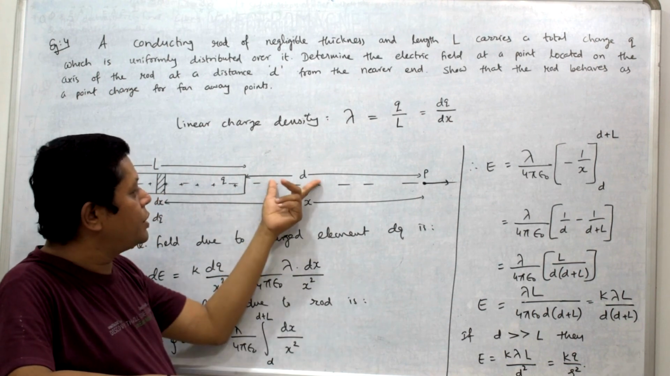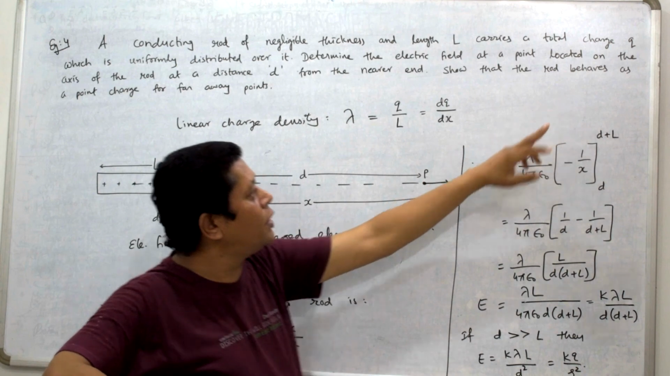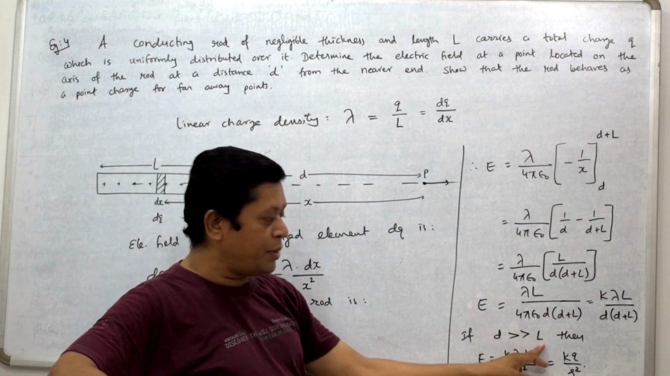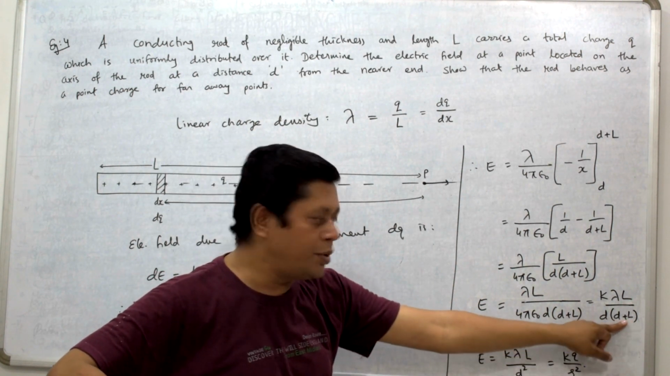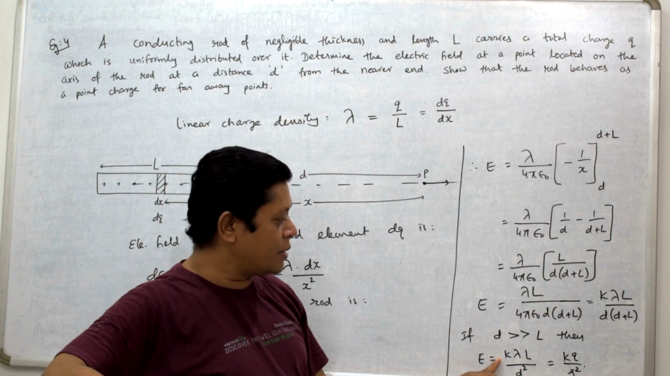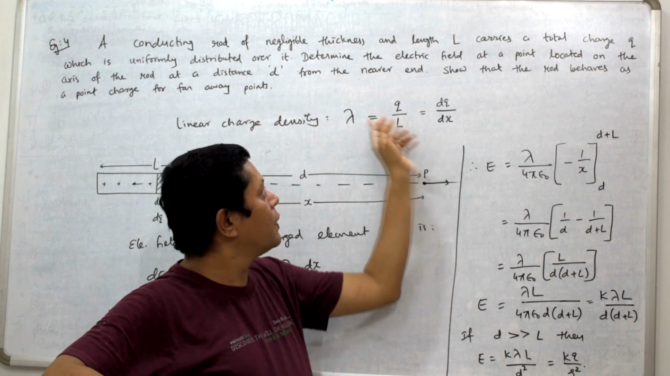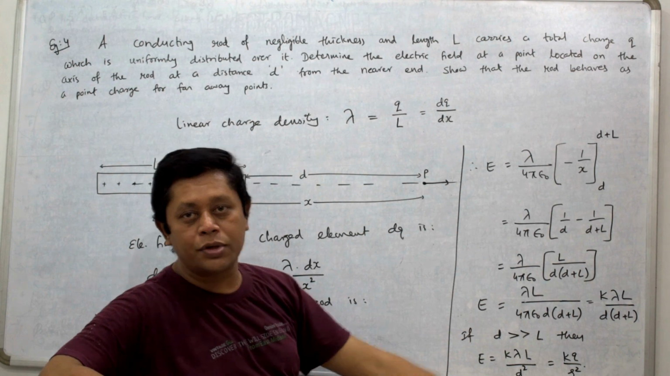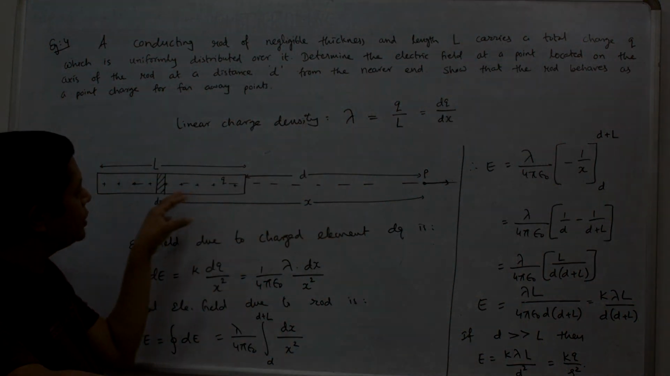Now, if this distance d is much larger compared to the length of this rod, we should show that the rod behaves as a point charge for a faraway point. So if d is much larger than the length of the rod, then L is neglected, d plus L is almost equal to d, and the equation becomes k lambda L upon d square. Now lambda into L gives the charge Q, and that's why it is kQ by d square. This is nothing but the equation of the electric field due to a point charge. And that's why we can see that for a faraway point on the axis, the rod will behave like a point charge.